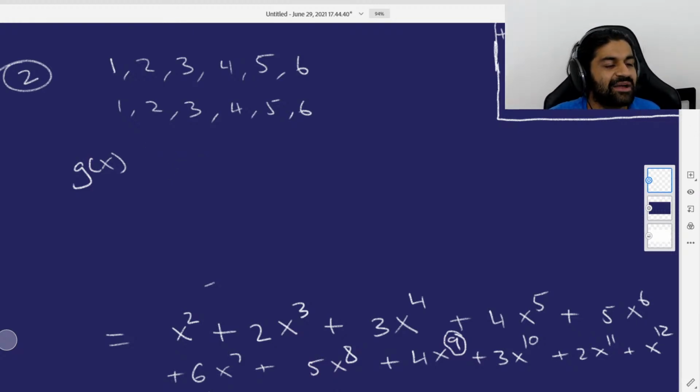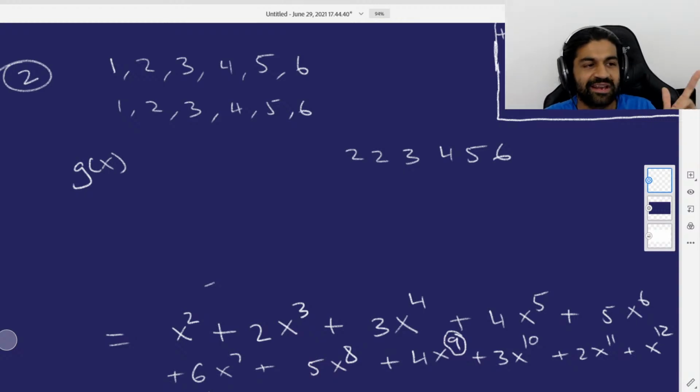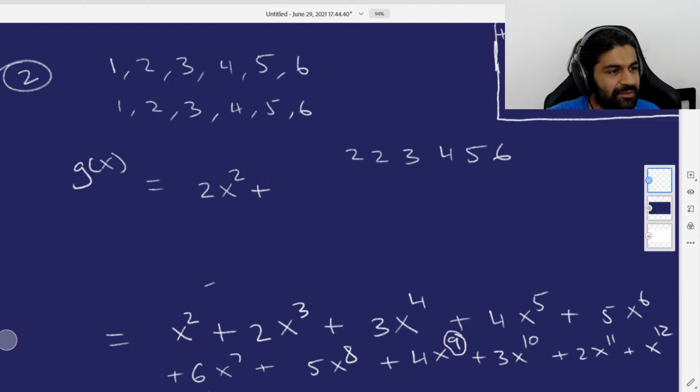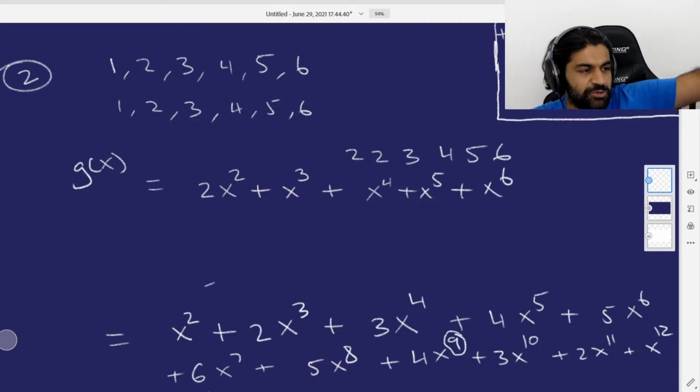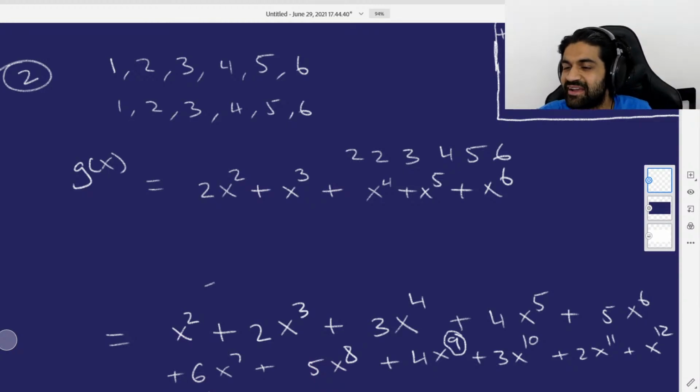So for example, if my die were like 2, 2, 3, 4, 5, 6, let's say, what would the generating function for this die be? Well, it would be 2x squared plus x cubed plus x to the 4th plus x to the 5th plus x to the 6th. Because on this die, there are 2 ways to get a 2, there's 1 way to get a 3, 1 way to get a 4, 1 way to get a 5, and 1 way to get a 6. So you can take any die and turn it into a generating function which counts the number of ways you can get that specific number. Hopefully that makes sense.